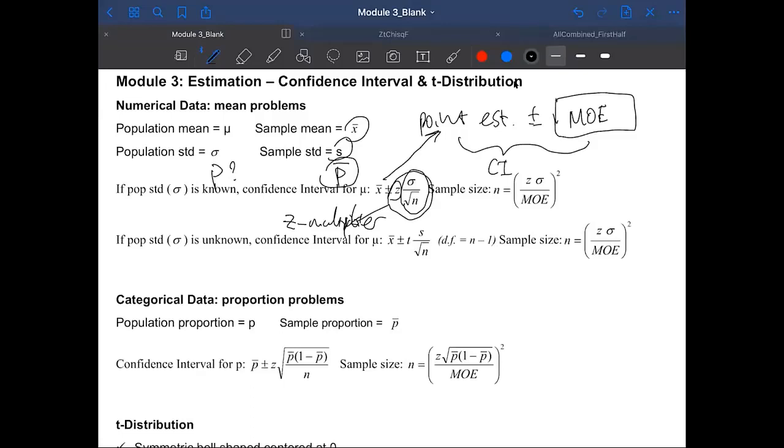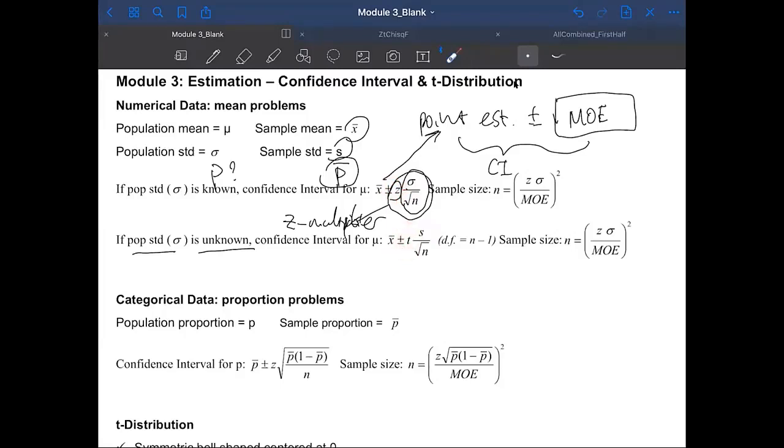Okay, good. The next part: occasionally the population standard deviation is unknown. If it's unknown, we are going to replace the sigma here, because this part, the numerator, is not given to us. So we will have to replace it by the sample standard deviation, that's going to be S. Instead of doing this, we have to do one more thing. Instead of a Z multiplier, we can no longer use a Z distribution. We would have to use a T multiplier.